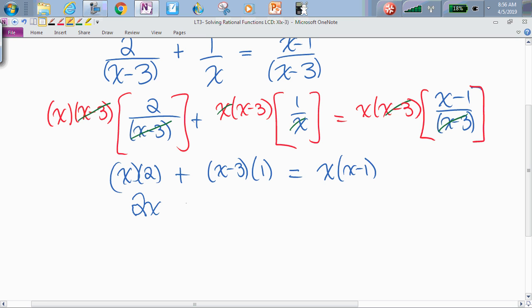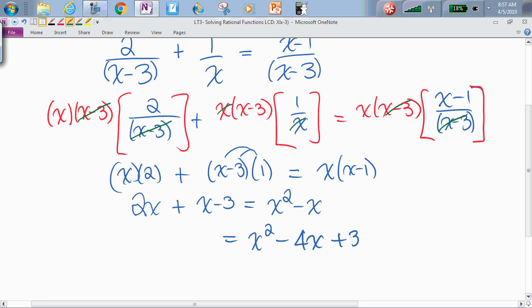So put 2x plus, we're going to distribute here, we get x minus 3 equals on this right side x squared minus x. I'm going to pull these over here, so I have x squared. The 2x and the x becomes 3x, and I'll move it to this side, so negative 1 minus 3 is negative 4x, and pull the 3 over, so I have plus 3.